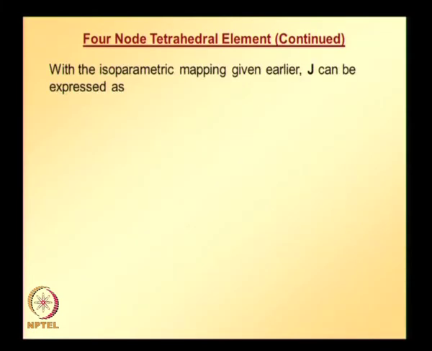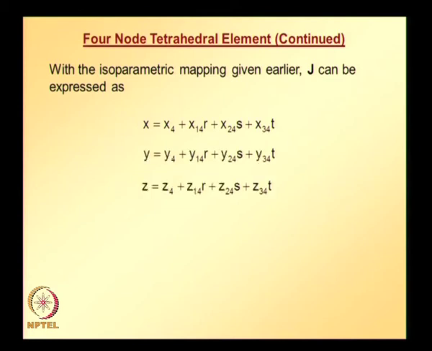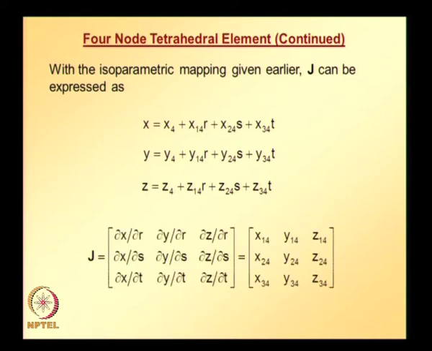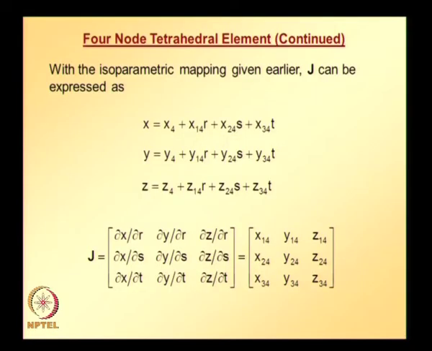Taking derivatives of the relations that we derived based on isoparametric mapping, these are the 3 equations that we derived, and taking partial derivatives of these with respect to RST, we can easily check that the Jacobian matrix is indeed given by this, where x14, x24, x34, y14, y24, y34, z14, z24, z34 have the meaning that we already discussed earlier, that is xij is nothing but xi minus xj, yij is yi minus yj, zij is zi minus zj. So, once we know all the coordinates of all the 4 nodes of this tetrahedral element, we can easily calculate the numerical value of j. Once we have the numerical value of j, we can easily find j inverse.